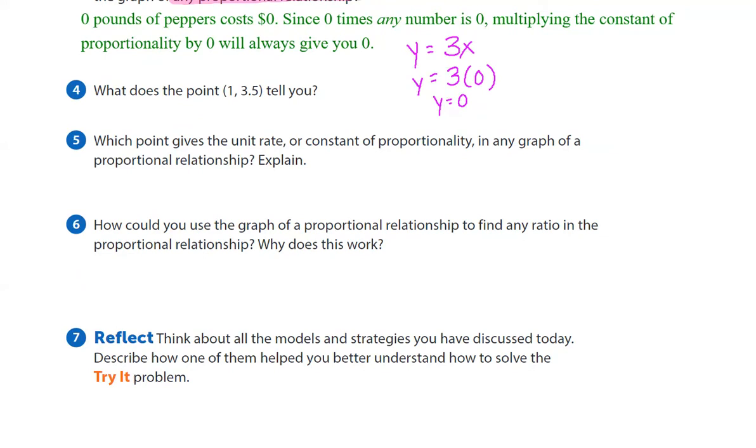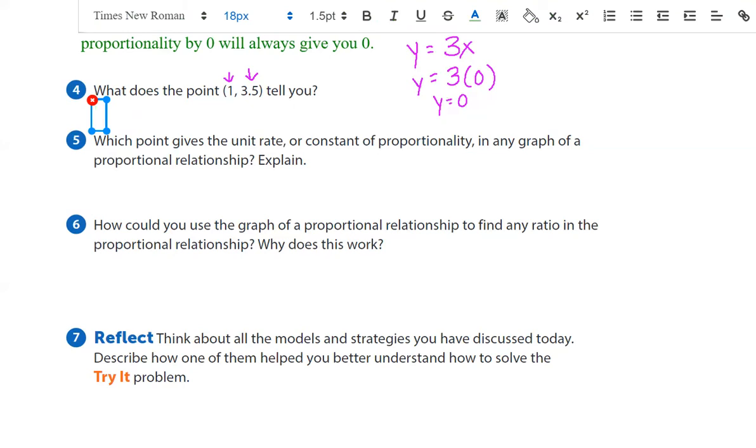What does the point 1, 3.5 tell you? So same situation here. This is pounds of peppers, this is dollars. It tells us that 1 pound of peppers is $3.50. They raised the price on us. Rude.